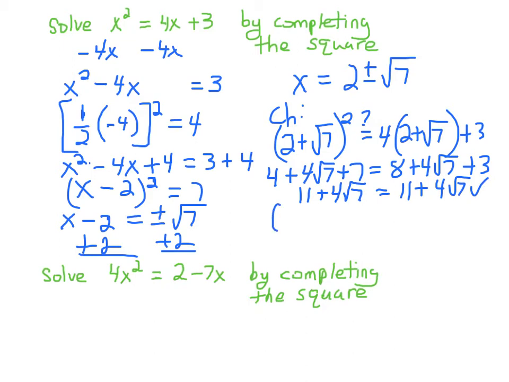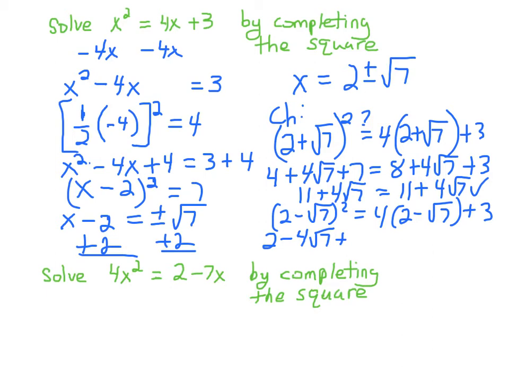Then try the other one. 2 minus root 7 squared, does that equal 4 times 2 minus root 7 plus 3? And this will be 4 minus 4 root 7 plus 7. And here I'll get 8 minus 4 root 7 plus 3. And again, I get 11 minus 4 root 7. By the way, I got to sneak a question mark in there.